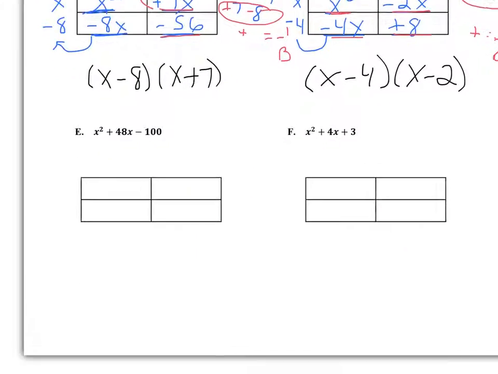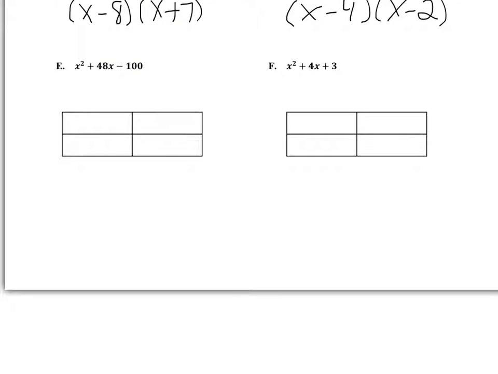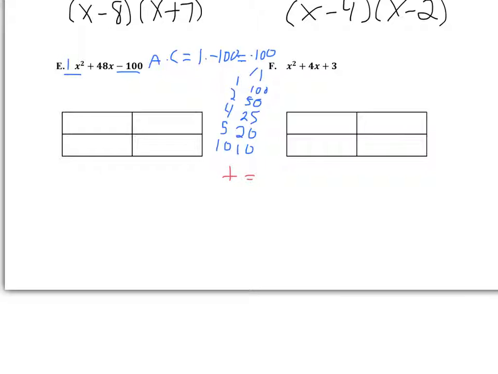Let's go ahead and look at E and F. We have A is 1 and C is -100, so we have A times C equals 1 times -100, so we get -100. Factors of -100, so we have 1 and 100, 2 and 50, 4 and 25, 5 and 20, and then we have 10 and 10. And then we've got to look at what adds up to a positive 48. And that's our B right here.